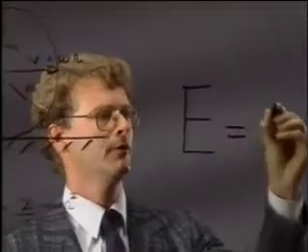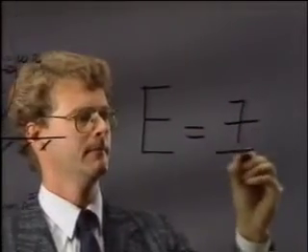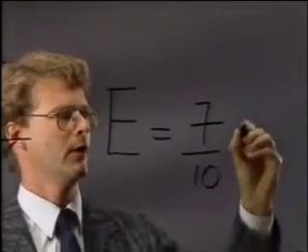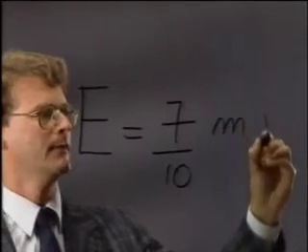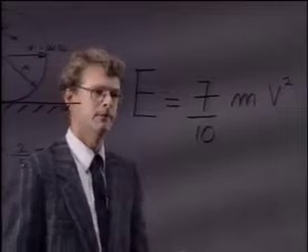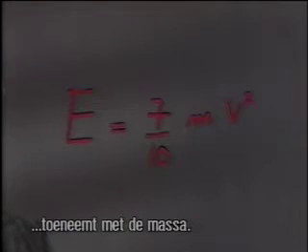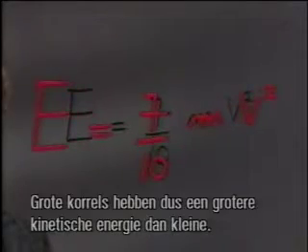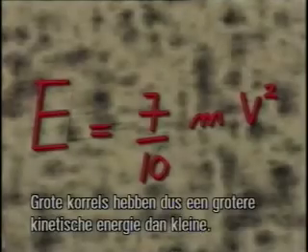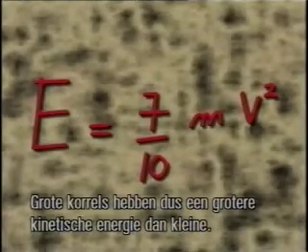E is equal to 7/10 of the product of the mass times the square of the velocity. This formula shows that at a given velocity, the kinetic energy of a sphere increases with the mass. It shows that coarse particles have a higher kinetic energy than finer particles.